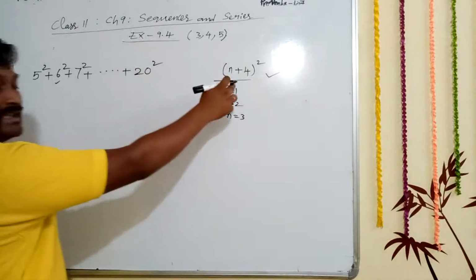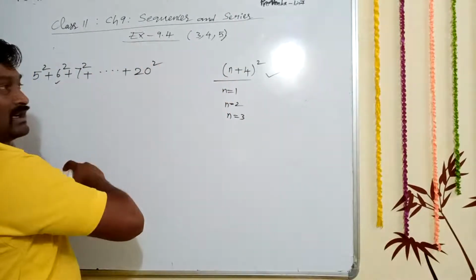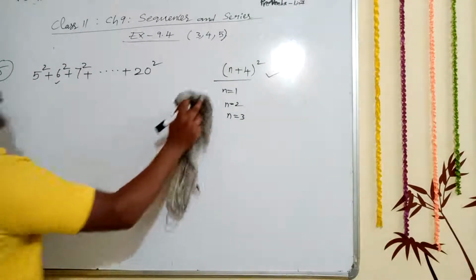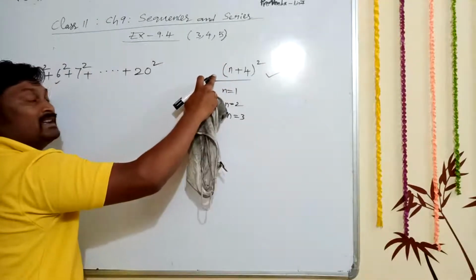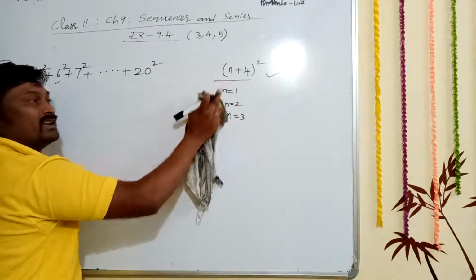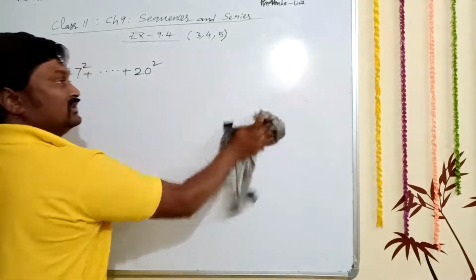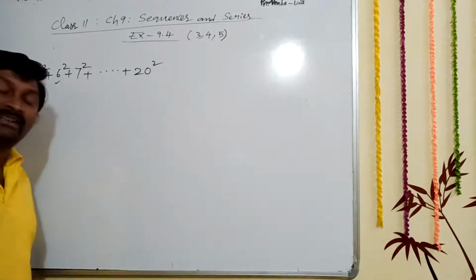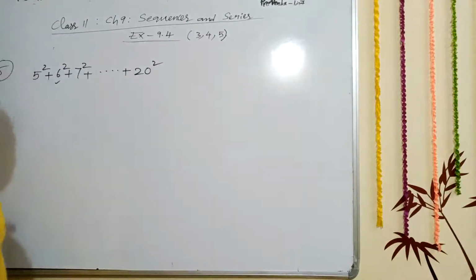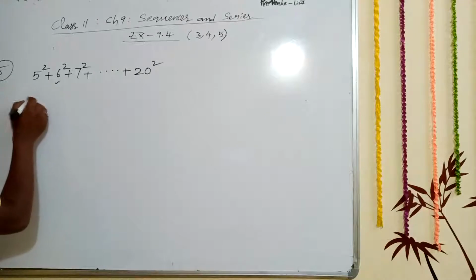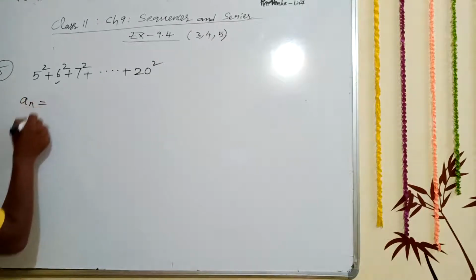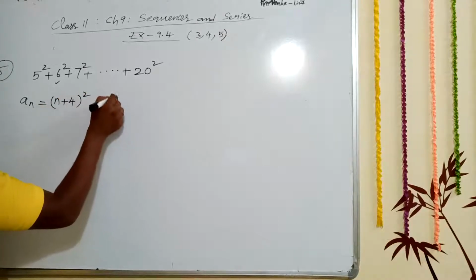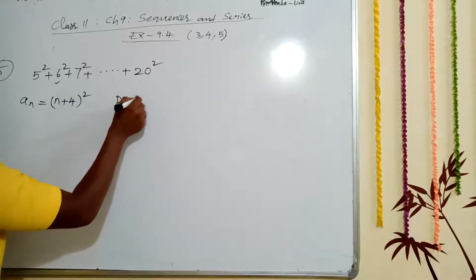This is the direct method. But how to solve by the normal method? Let us see that. Directly An is equal to n plus 4 whole square; you can write it and you can solve. Okay? So first I will do the direct method, then I will go for the normal method. Right, let us go for the direct method first. An is equal to n plus 4 whole square. This is the direct method.